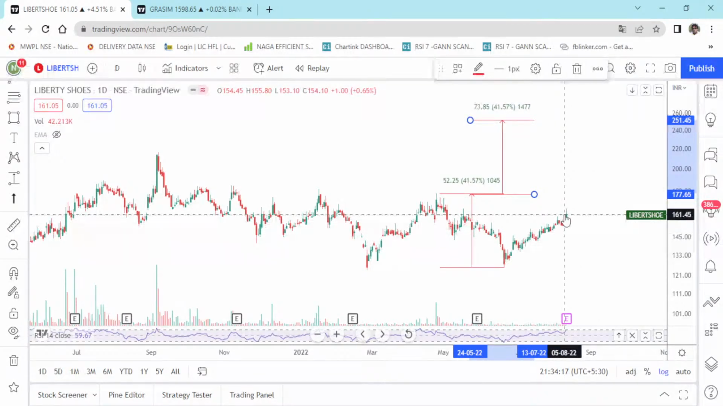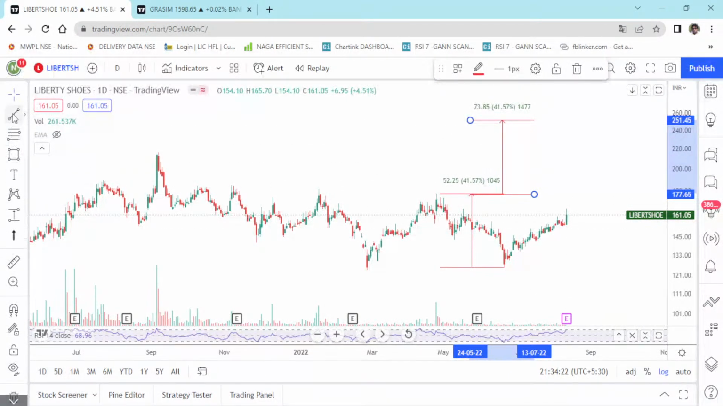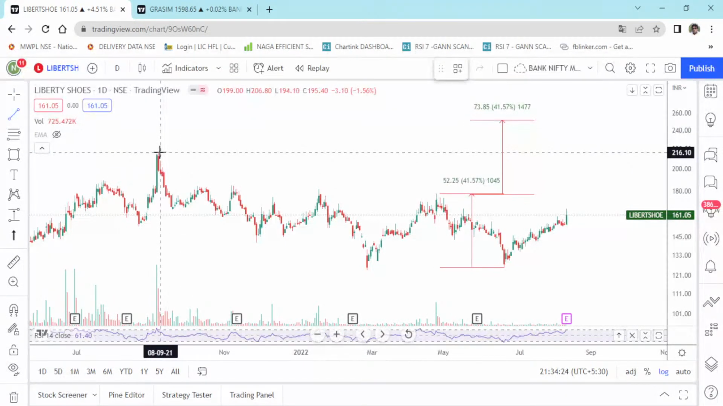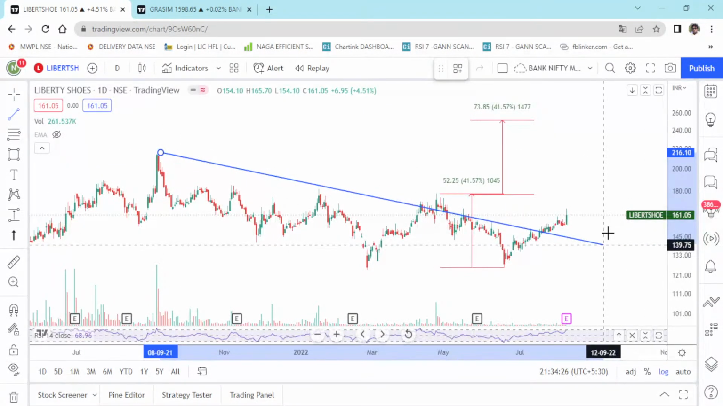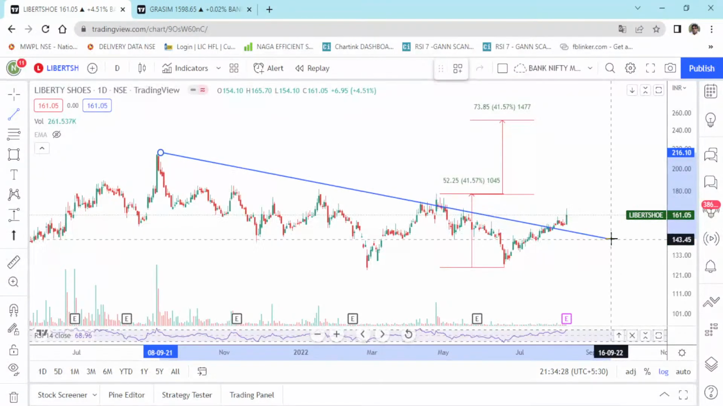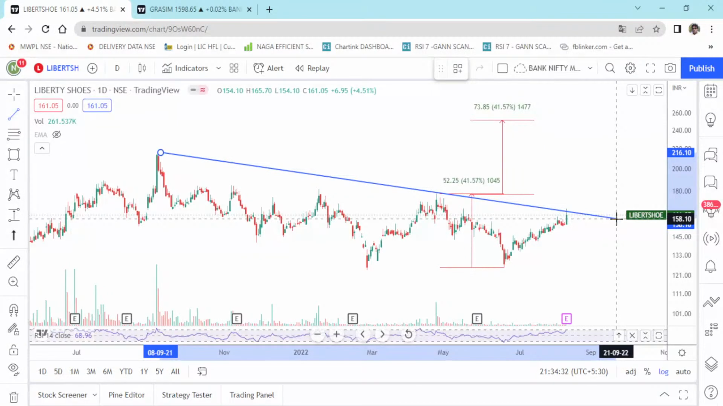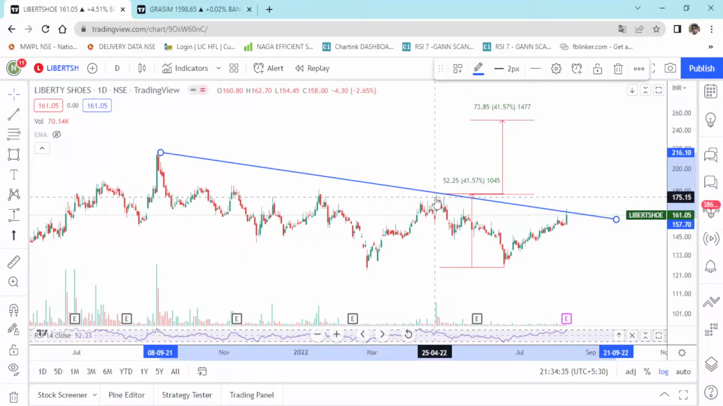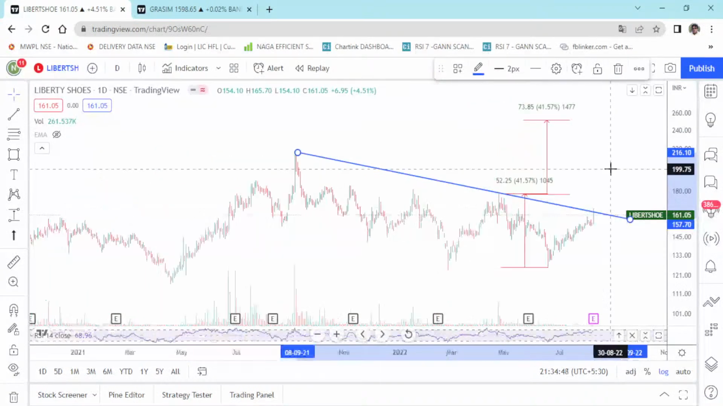If it can give very good returns, and there is a descending trend line as well. A descending trend line is always a very good pattern to trade. This is one lower high, and another bigger lower high is going to be this. So right now we have touched the descending trend line. If this is broken, definitely this neckline resistance will be broken, and the next targets will be around 213 and 250.